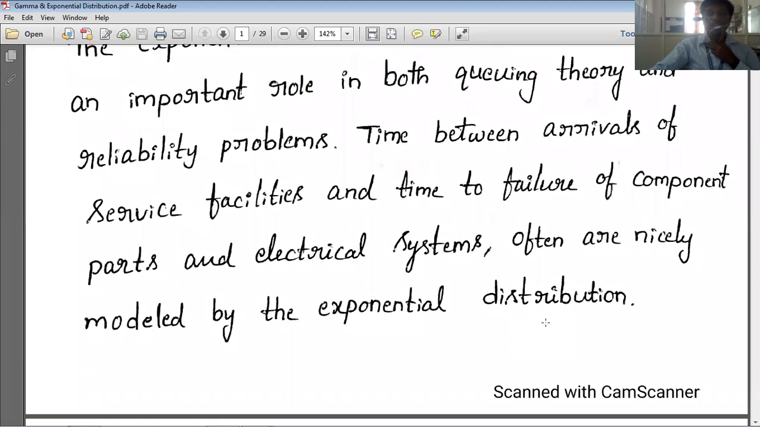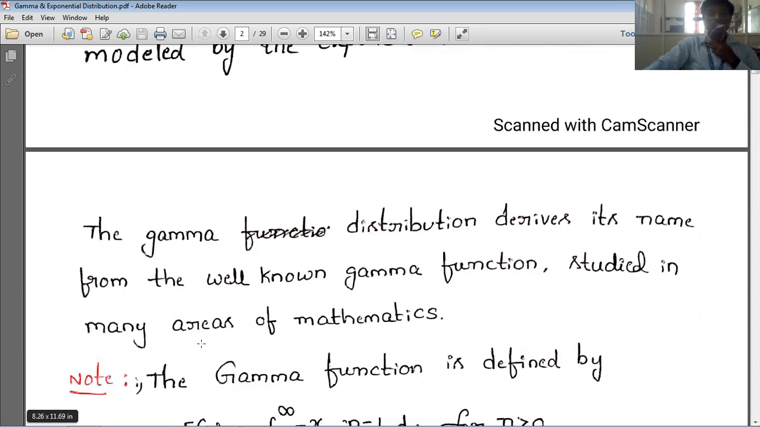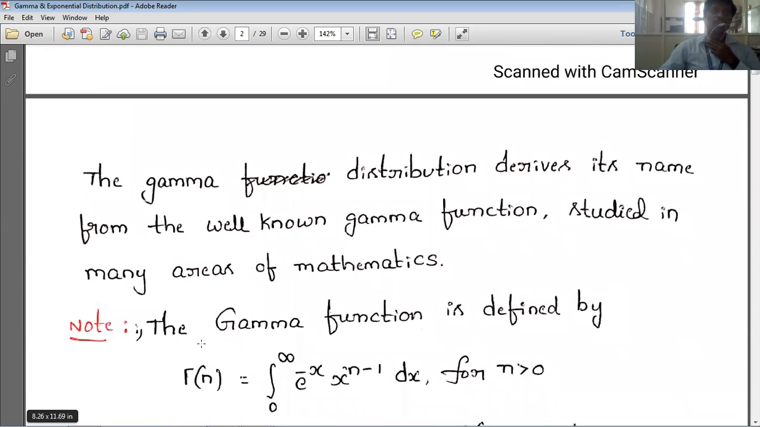We already said that. One of the applications is that electrical systems are often nicely modeled by exponential distributions. Before going to the gamma distribution, we first see the basics, which come from the gamma function. This is very well known; in the first BTech level, people learn beta and gamma functions.